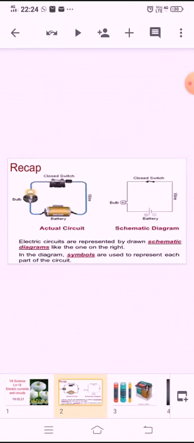What do you understand by looking at these images? Electric circuits. An electric circuit is a closed path in which the electric current flows. Electric circuits are represented by drawn schematic diagrams like the one on the right. In the diagram, symbols are used to represent each part of the circuit.